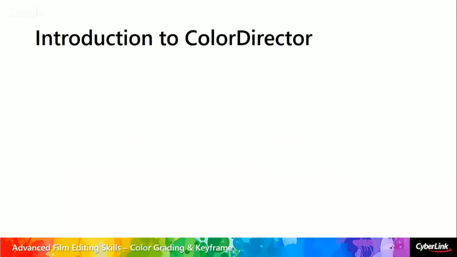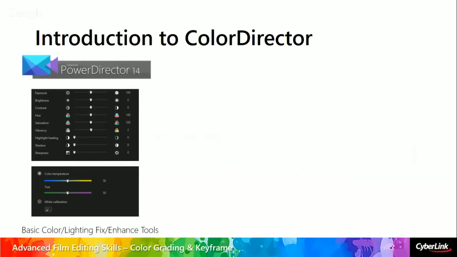I think many of you who joined today are long-time users of Power Director. So you probably already know that we have a lot of tools in Power Director which allow you to adjust things like the exposure, brightness, contrast, or saturation of your video. You can also control the color temperature, tint, or do white balancing. But Power Director applies the adjustment to the entire video, so you cannot adjust some part of the video and leave some part untouched. It cannot be done with Power Director.